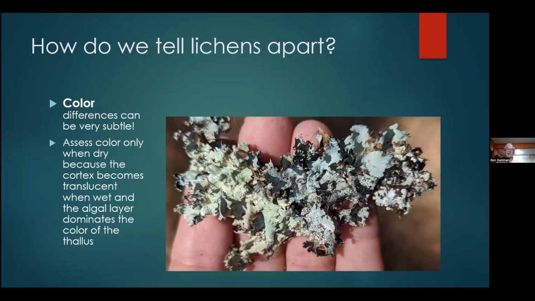But look at these two. They're growing right next to each other, these were on tree bark. And the one on the left's a little bit more yellow-green. The one on the right's a little bit more blue-green, but the color can be very subtle. And especially if you're seeing only one at a time, it can sometimes be hard to tell them apart.